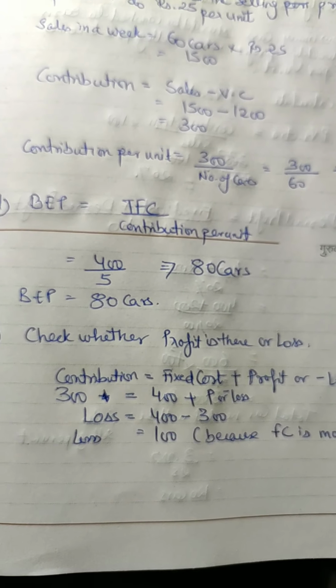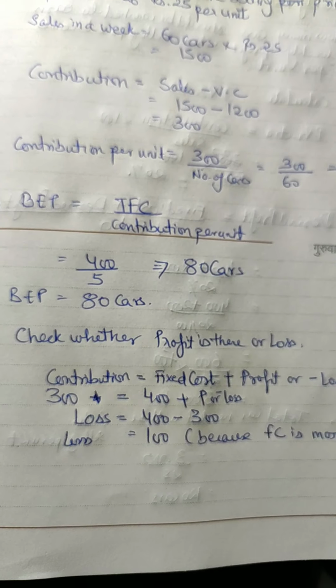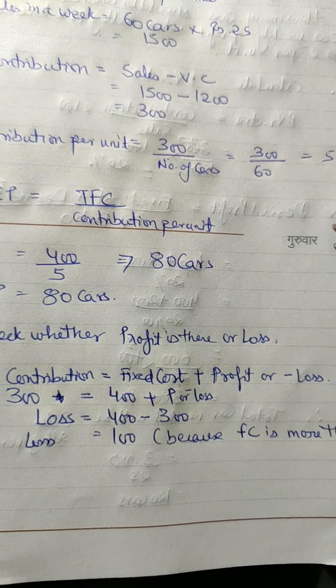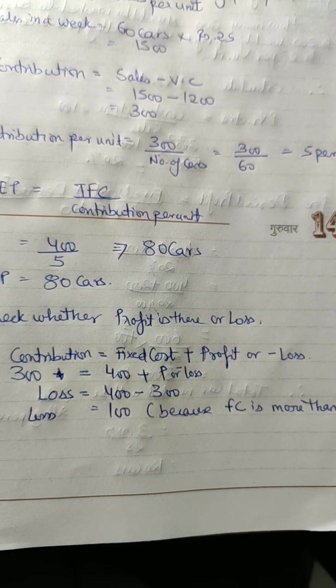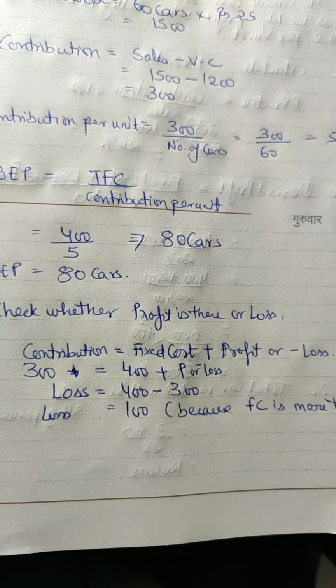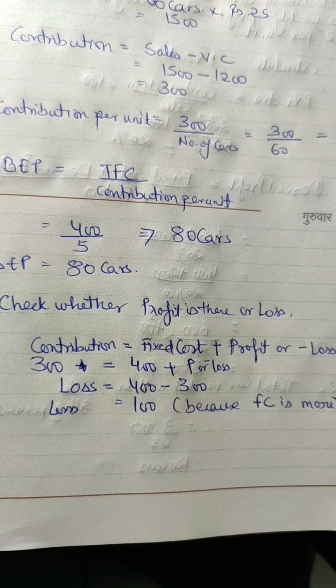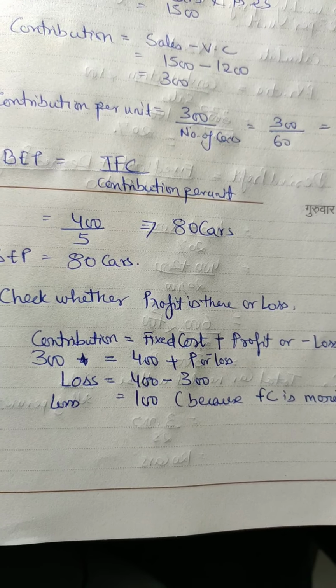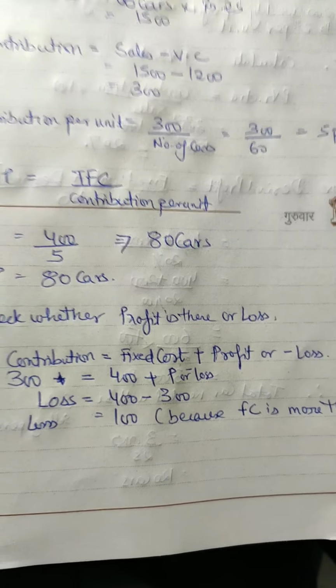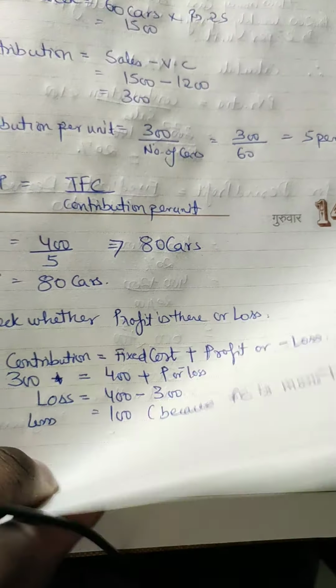Now we have to find out whether our company will be earning profit or loss. So we use the formula contribution is equal to fixed cost plus profit or minus loss. So contribution becomes now 300, fixed cost is 400. Now because the fixed cost is more than contribution, therefore James Water will be suffering with 100 rupees of loss.